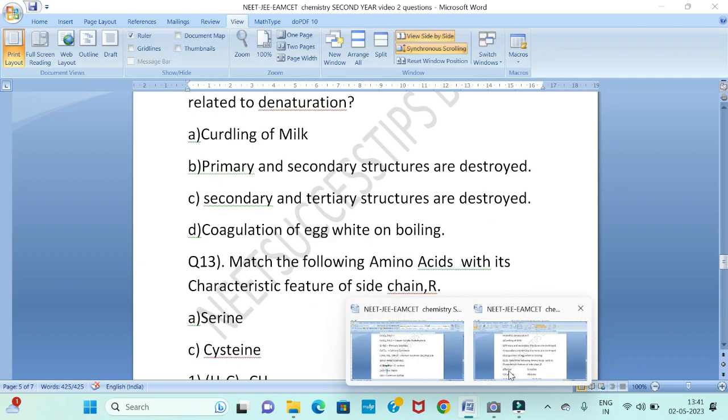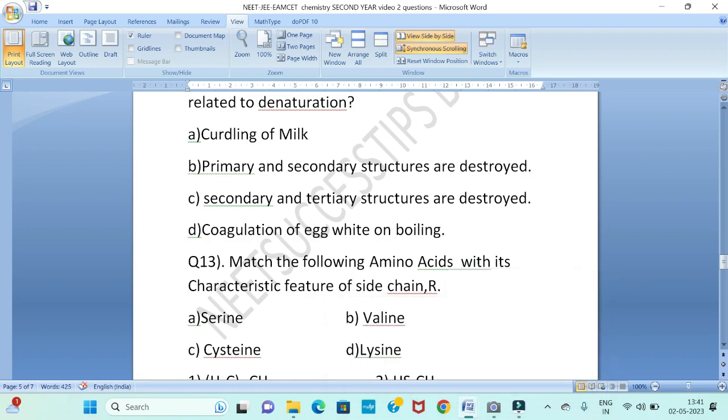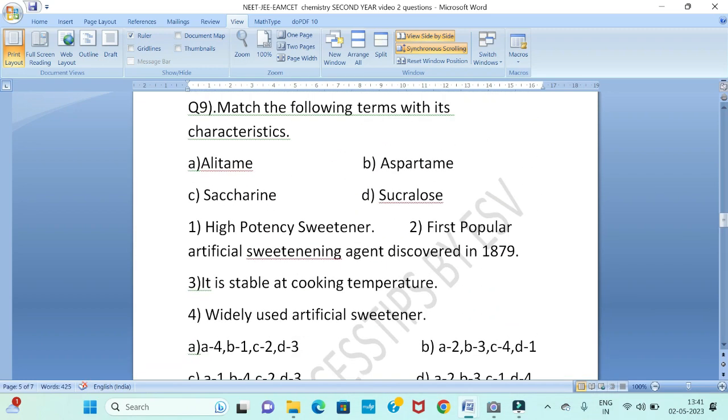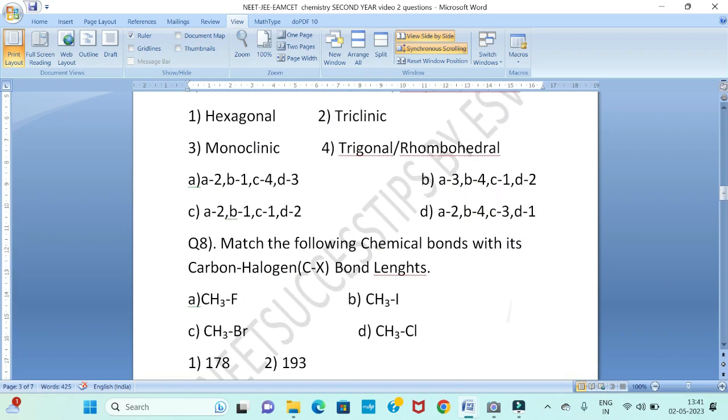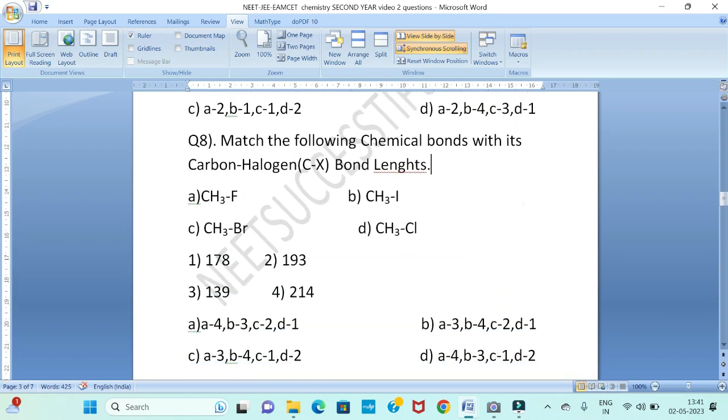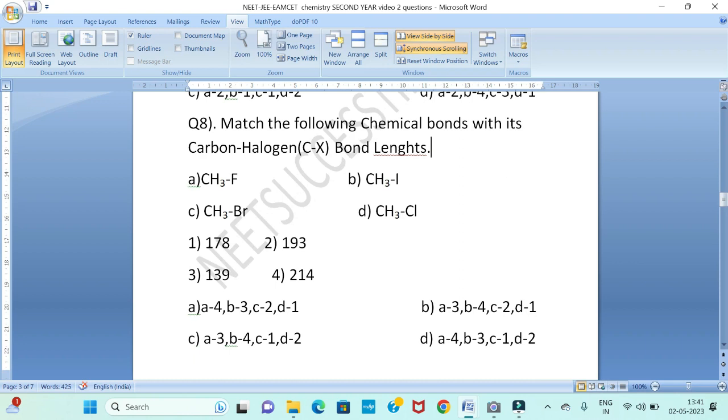Next question. Match the following chemical bonds with their carbon halogen bond lengths. Carbon halogen. Halogen means any halogen: fluorine, chlorine, bromine, iodine.